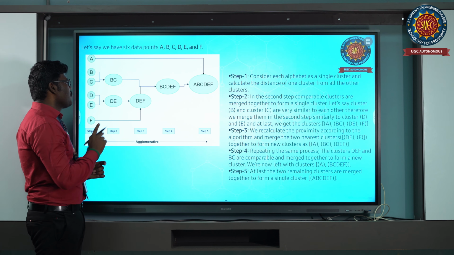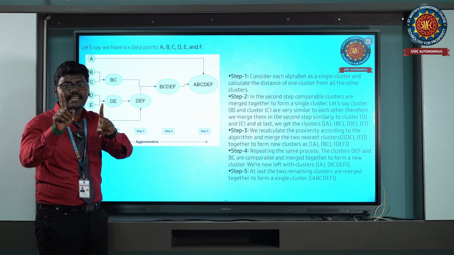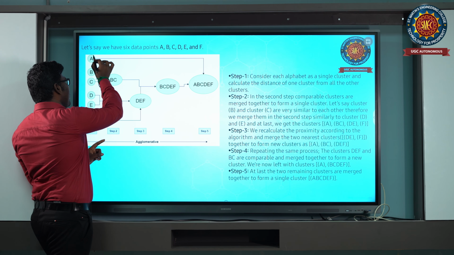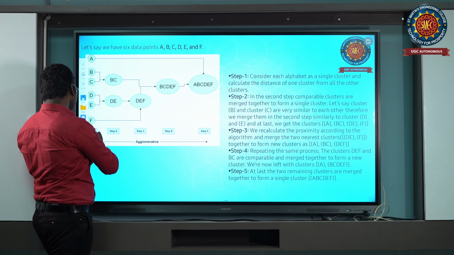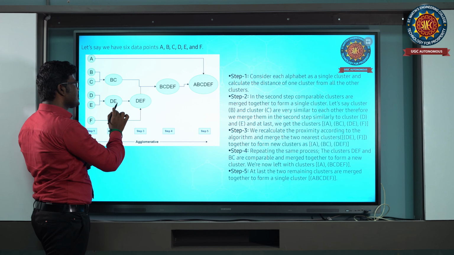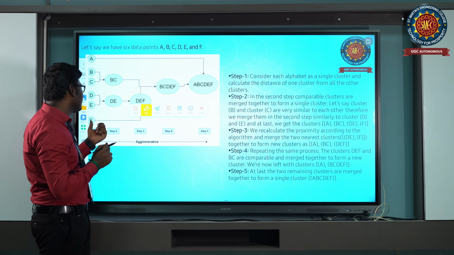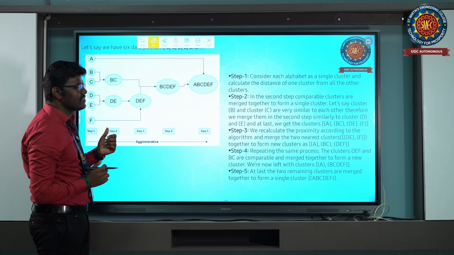So now, what is the first rule? We have to consider every data point as a single cluster. I have to take A as a single cluster, B as a single cluster, C as a single cluster, D as a single cluster, E as a single cluster, and F as a single cluster.